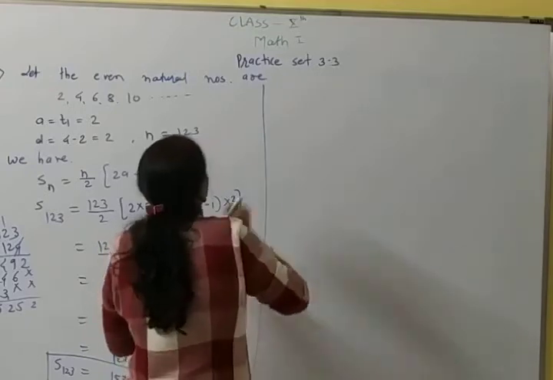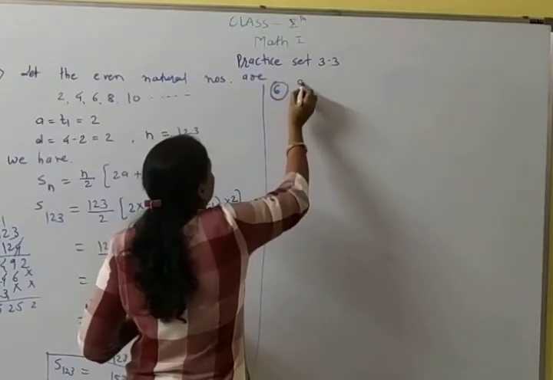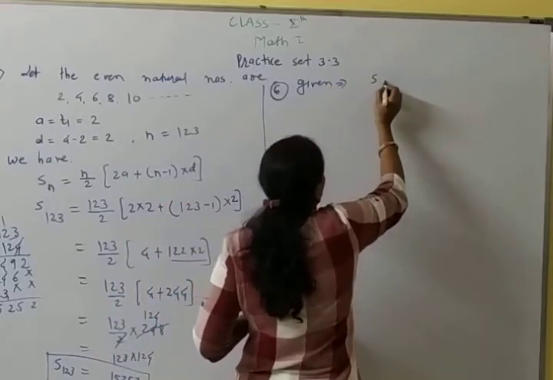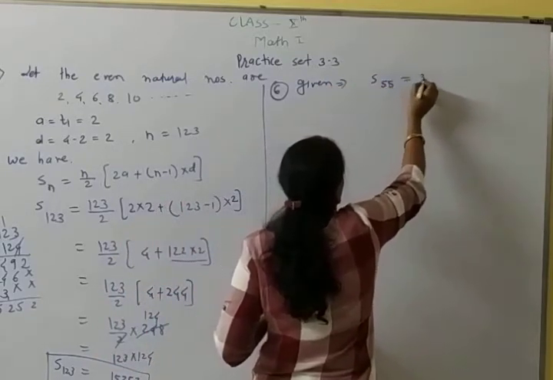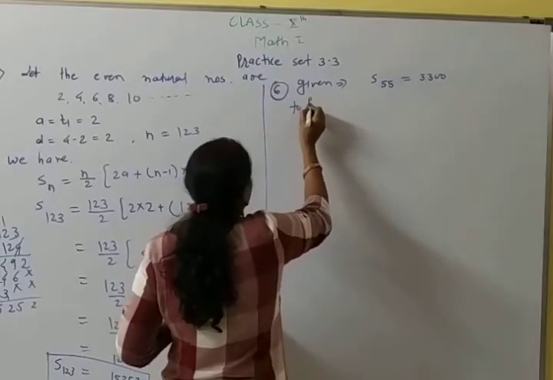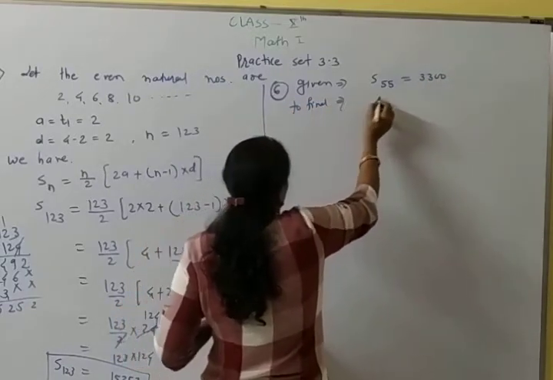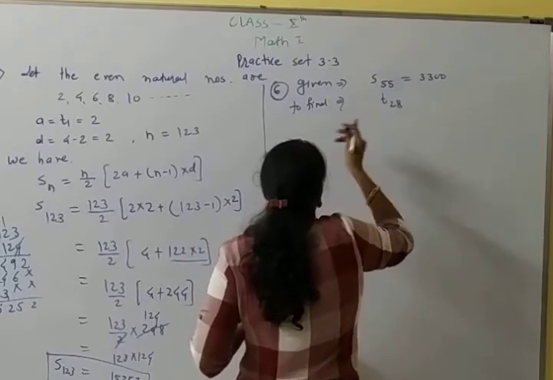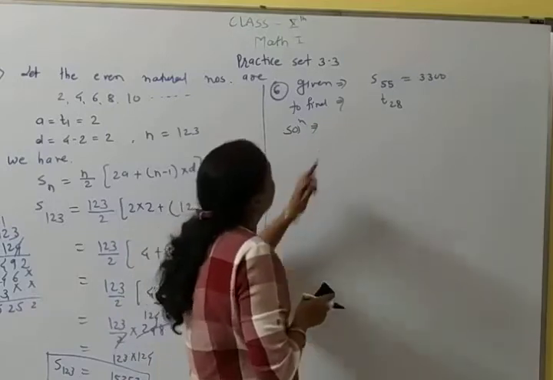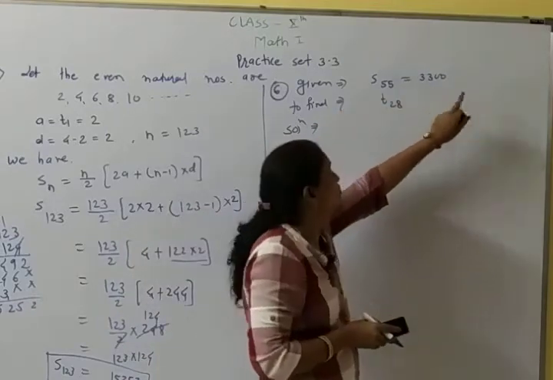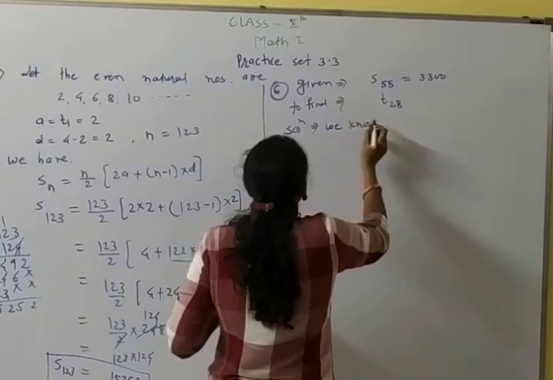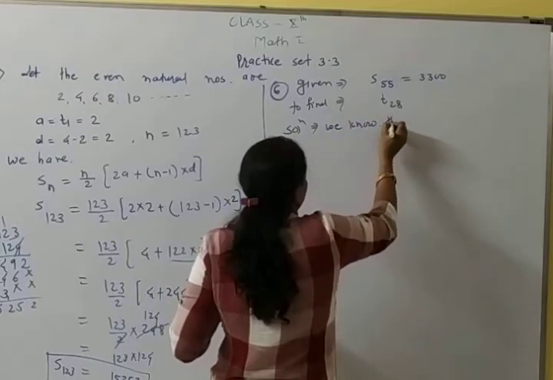Question number 6. Here it is given that the sum of 55 terms equals 3300, and we have to find T28. Solution: here the given sum of 55 terms is 3300, so we use the formula for the sum of n terms.